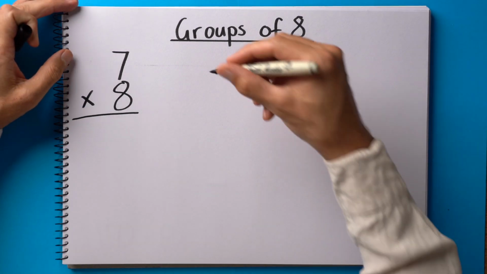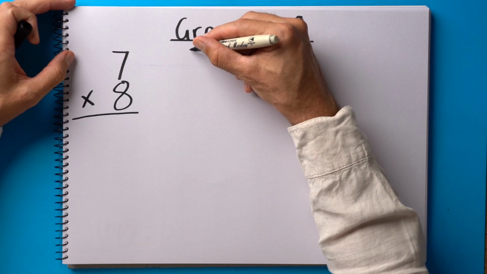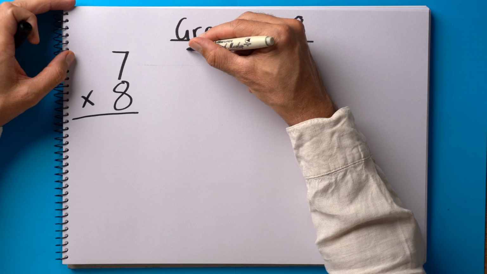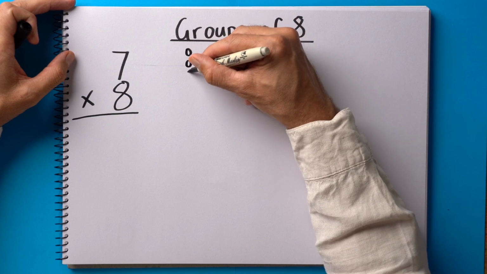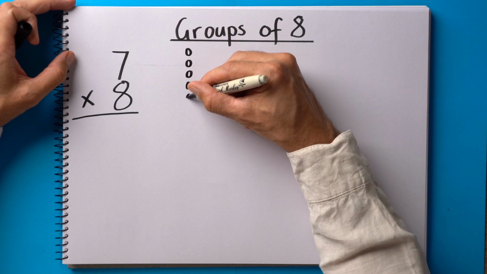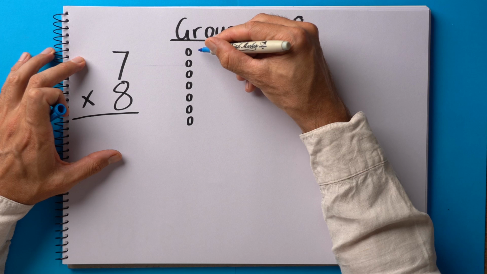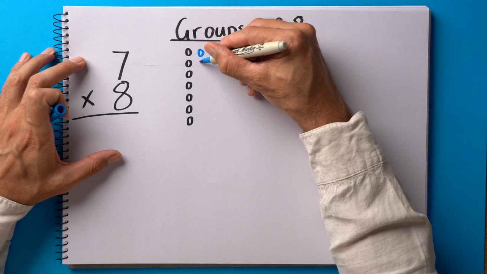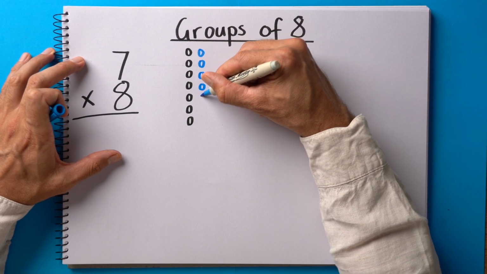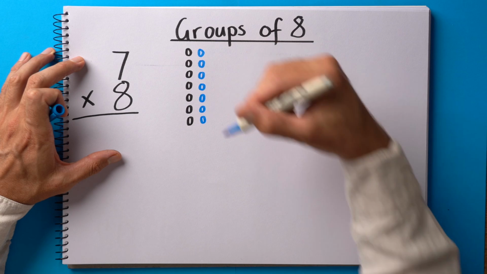The first thing that we need to do is we need to start with 7. 1, 2, 3, 4, 5, 6, 7. And then we're going to do the same thing that we did in the 2 strategy, which is to double it. And then we're going to do the same thing that we did in the 4 strategy, which was to double it again.